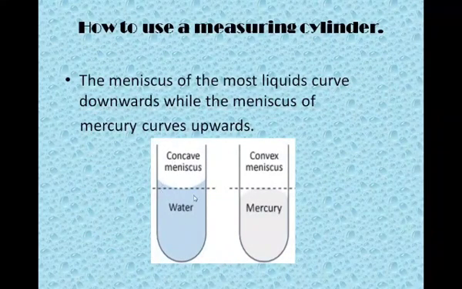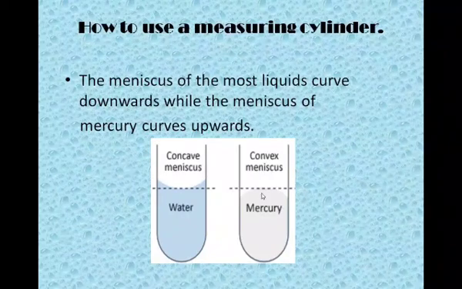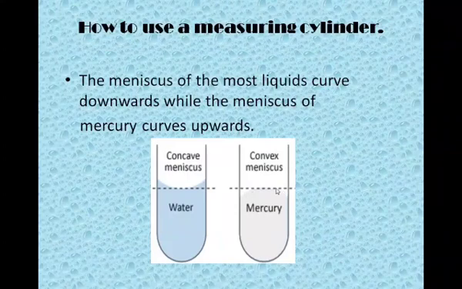Most of the liquids, all the liquids, they have concave meniscus. You can see the shape of the meniscus, they have concave meniscus, but the mercury is the only liquid which has convex meniscus. Here you can see its shape, its meniscus, that it appears to us that it is convex in shape.